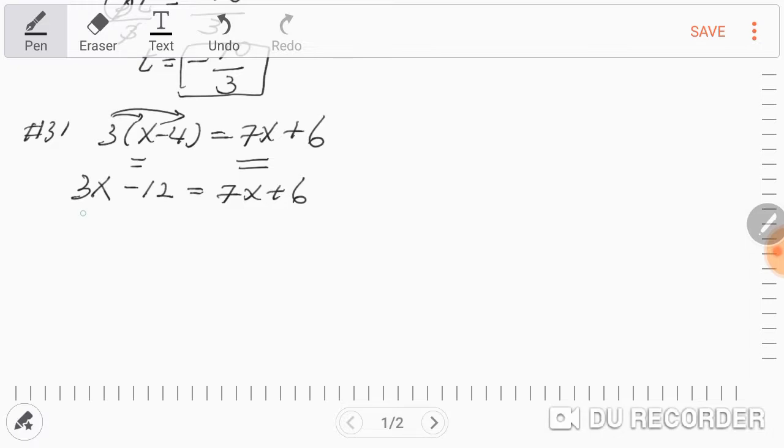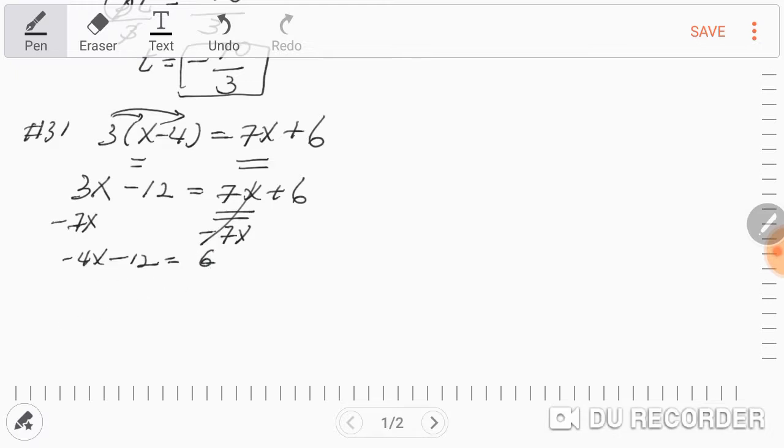Since there are 3x on one side and 7x on the other side, let's move 7x to the left by adding the opposite of 7x, which is negative 7x. So subtract 7x from each side. Then 3 minus 7 is negative 4x. Minus 12 equals, cancel out, positive 6.